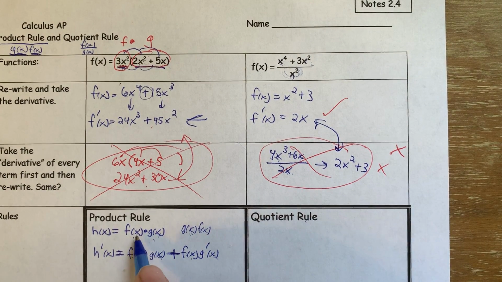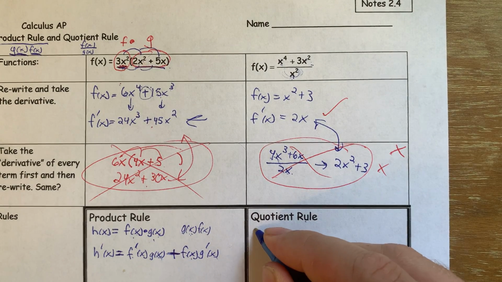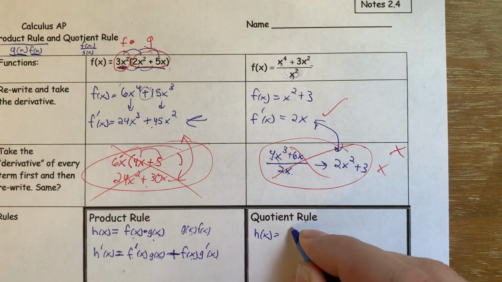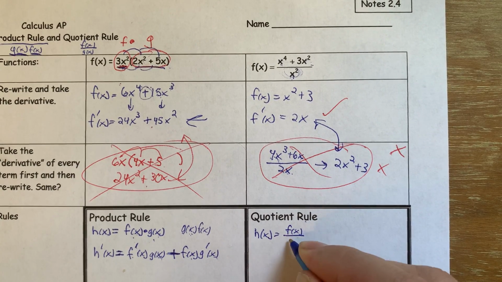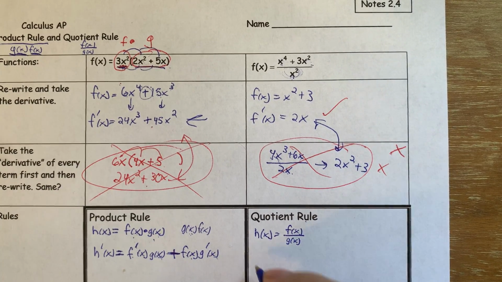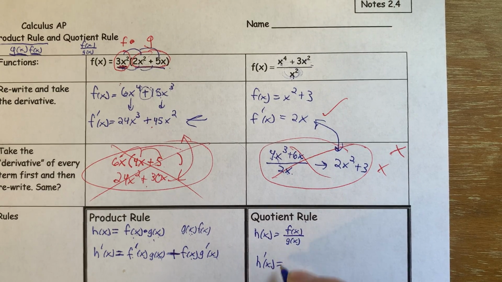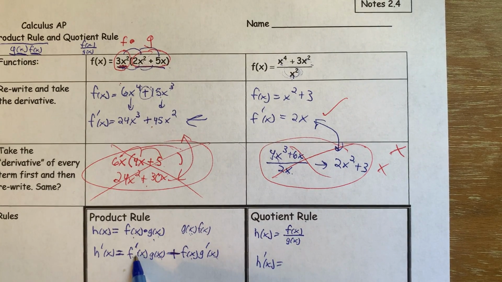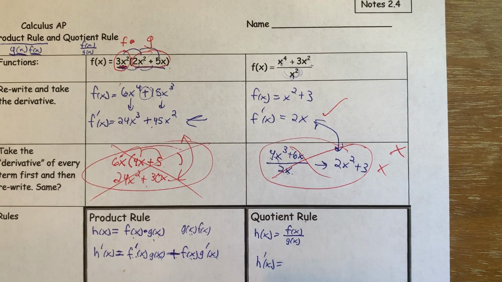The quotient rule starts out very similar to the product rule. Remember how the product rule said, so the quotient rule says if you have h of x and you have two functions dividing by each other, then the derivative will be, the product rule said you do the derivative of the first one and multiply times the second, and then you add in, leave the first one alone times the derivative of the second.